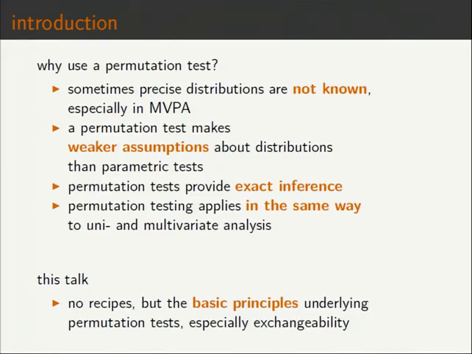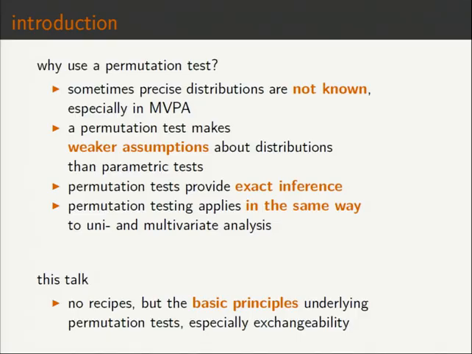If you're interested in statistical significance, you need a significance test, and most parametric tests are not useful for that because distributions are not known, especially the distribution of some statistics in MVPA, like classification accuracy or AUC, are not known. A nice thing about permutation tests is that they make weaker assumptions about not only the distribution of the test statistic, but also about the distribution of the data that you put into the classification or other multivariate analysis.